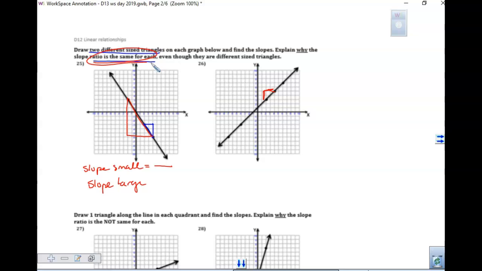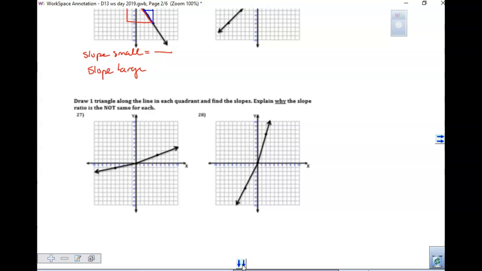Okay? On the bottom, when you take a look at 27 and 28, they tell you that these are not the same ratio or slope. So you have to do these 2 triangles. Here's one, and this is another one. Someone was trying to make this one great big triangle. It doesn't work that way because it's not a straight line, right? So when you are looking at those, okay?